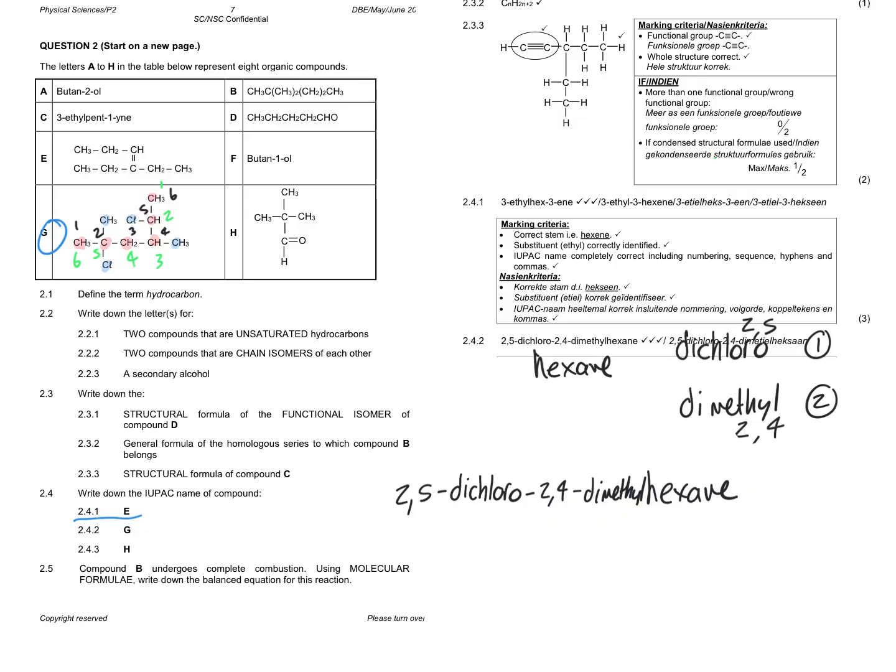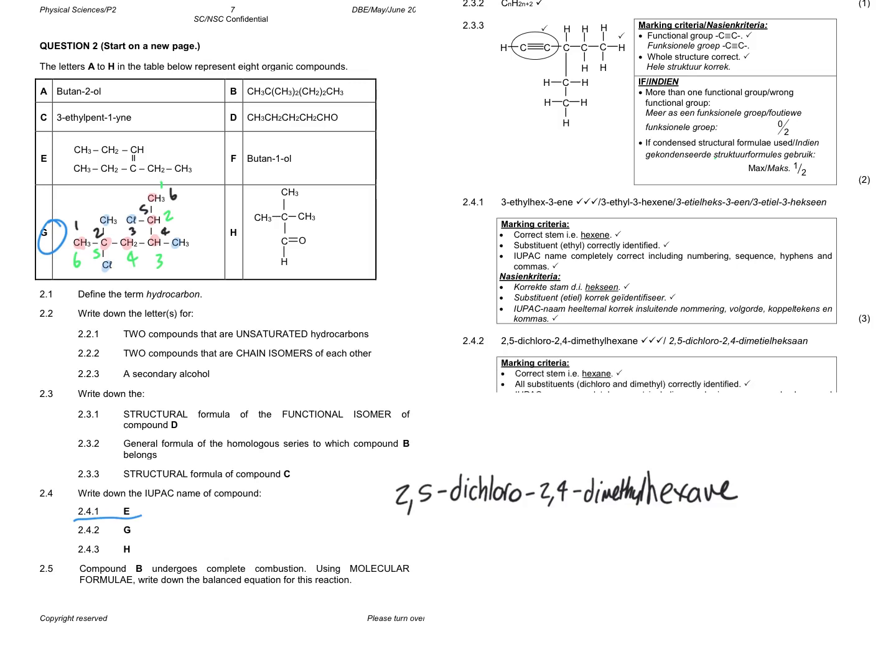So let's see if I got it right. So 2,5,2,4. So that you get 3 marks for. And let's just see where the marks are. If you said hexane, you get a mark. If you have dichloro and dimethyl, you get a mark. And then if all your numbers are correct, you get a mark. Okay, so that was G.